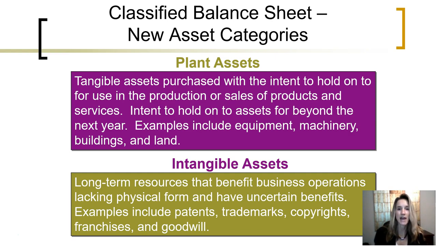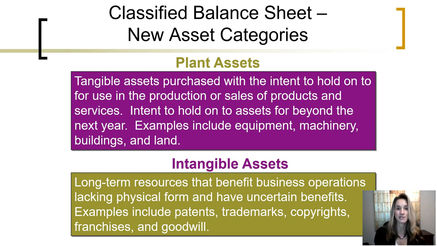It breaks out all other assets into categories titled plant assets, which are the tangible assets that the company purchases with the intent to hold onto and use them in the production or sales of products and services. The intent is to hold on to those assets for beyond the next year. Thus, they are classified separately from current assets. Examples of plant assets include equipment, machinery, buildings, and land. These are often called property, plant, and equipment.